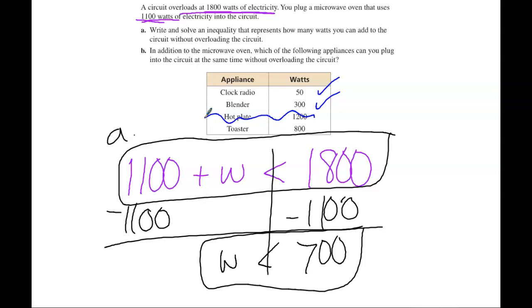How about my toaster? No, because 800 is not less than 700. Therefore, my answers to B would be clock radio and blender. Questions on A or B or any of the solving?